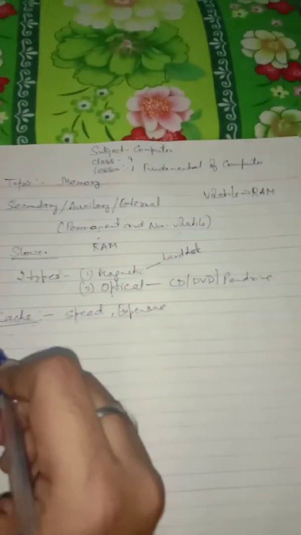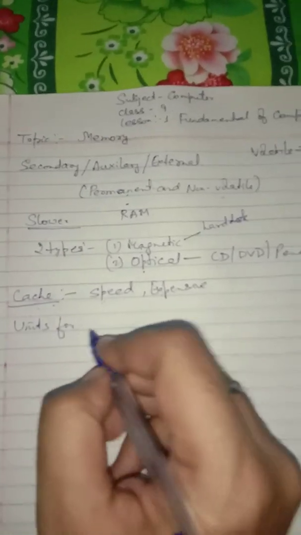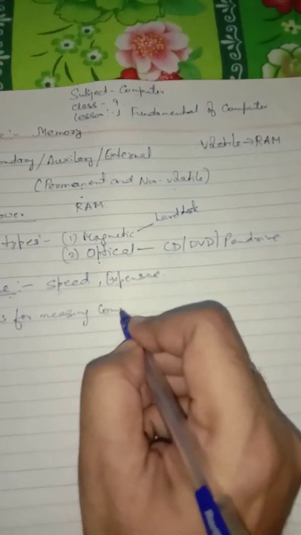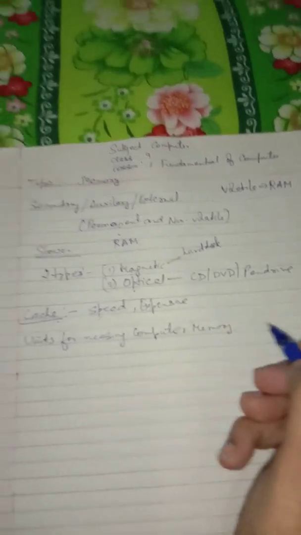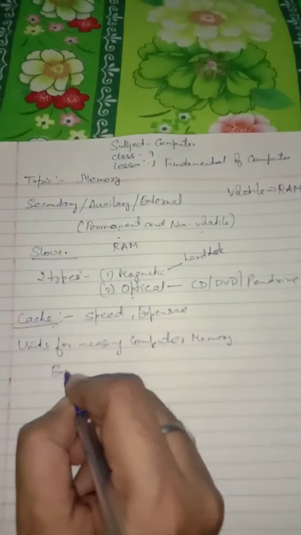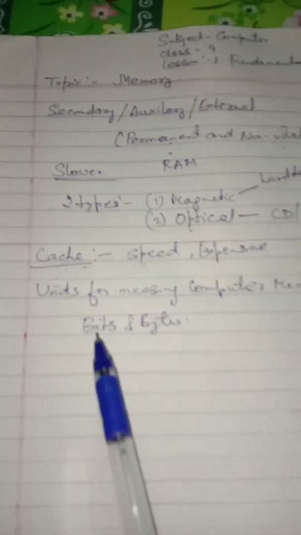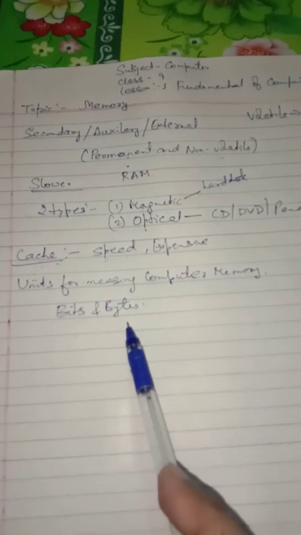Now the different units for measuring computer memory. So generally the storage capacity of computer is expressed in bits and bytes. Remember. So now what is a bit?